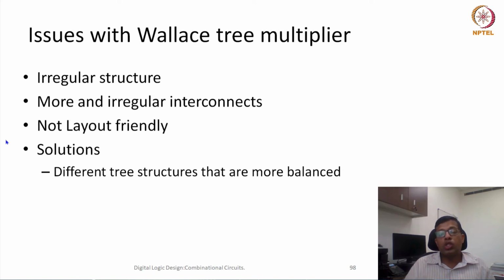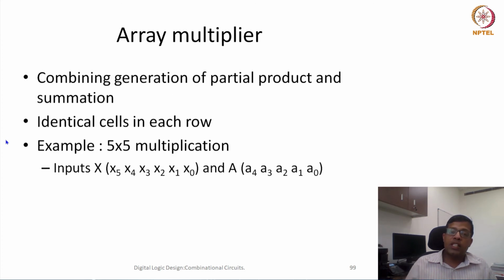Okay, so do we have some other alternatives? Can we make it even more structured or more systematic? For that, let's try to understand one more multiplier, which is called an array multiplier, also called a combinational multiplier. Here, the beauty of this method is that it's not saying give me the partial products and then I will add. It combines the generation of partial products as well as the summation. So each row is essentially doing the partial product computation as well as the addition.